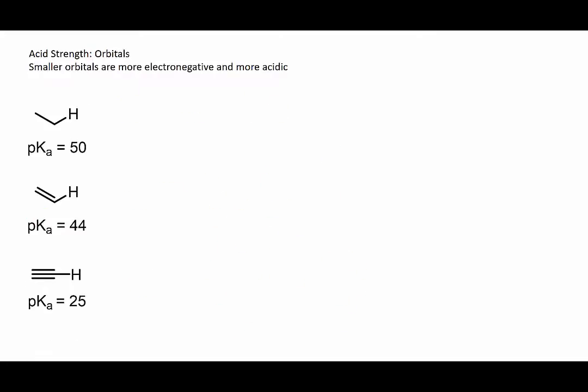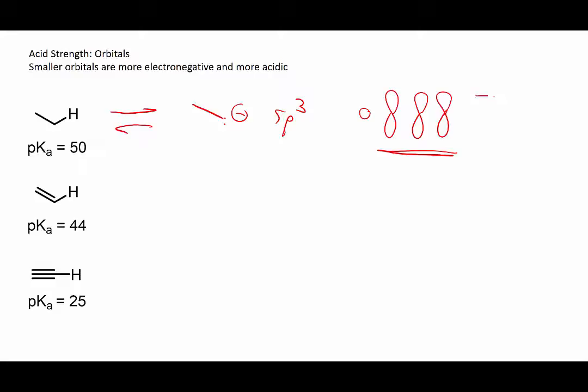The last factor that impacts acid strength is the hybridization of the orbitals. Smaller orbitals are more electronegative, and they're going to be more acidic. So let's draw the conjugate bases for each of these. If we deprotonate ethane, we get a carbanion right here. This is sp3 hybridized. sp3 orbitals are the largest orbitals because they're a mix of p orbitals, which are pretty large, and s orbitals. But if we look at it, we have one s orbital and 3 different p orbitals. So we have more p character here. This is 75% p, which means it's much larger than a single s orbital would be.